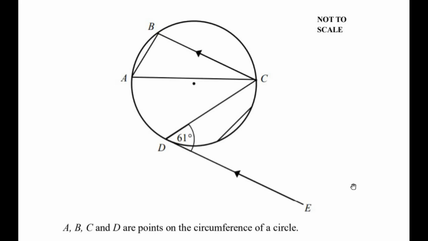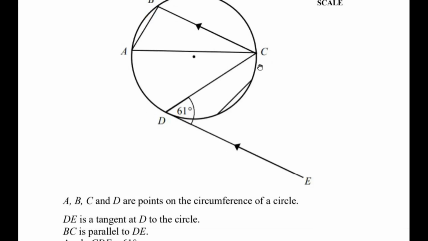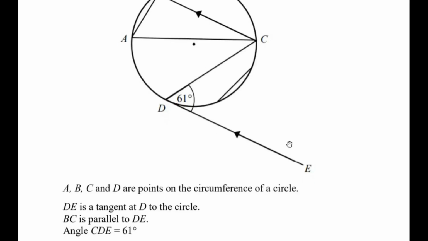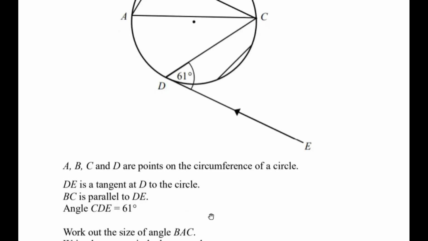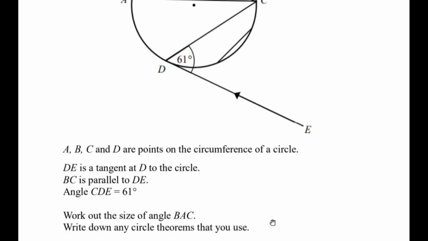In this video we are going to solve a question from the Circle Theorems topic. A, B, C and D are points on the circumference of the circle. DE is a tangent to the circle at point D. BC is parallel to the line DE and angle CDE is equal to 61 degrees. Work out the size of angle BAC and write down any circle theorems that you use.